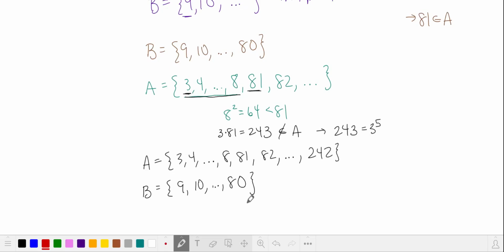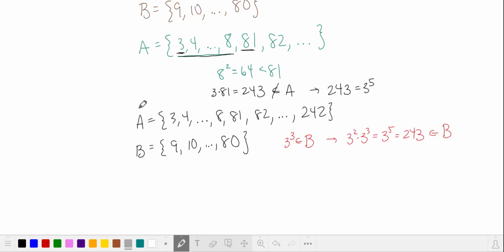And as above, because 27 is in set B, we also can't have 243 in set B. We're able to split S into two sets that look like this, where M is equal to 242, and for anything less than 242. So we've confirmed that our minimum value of M is 243.